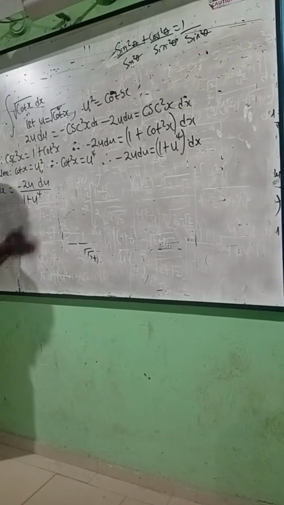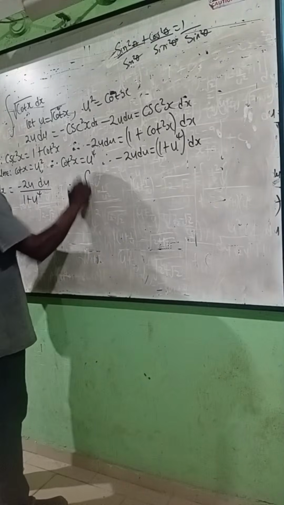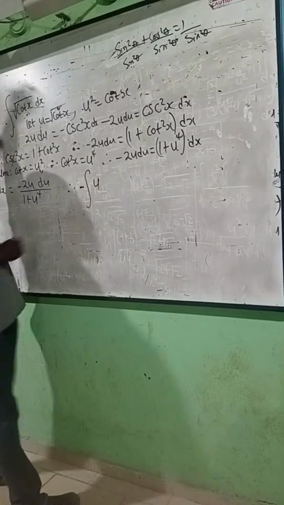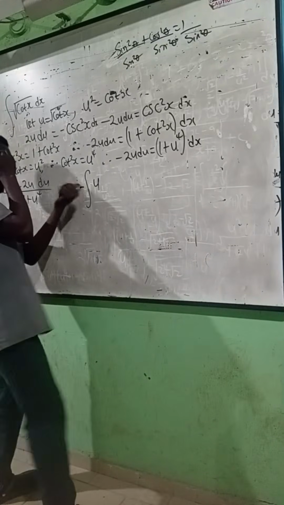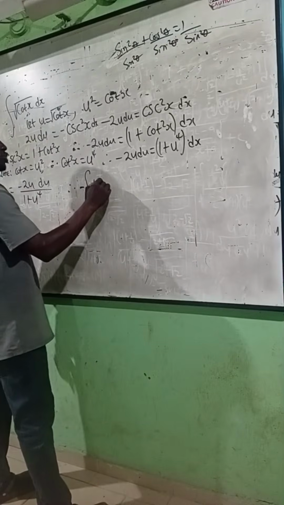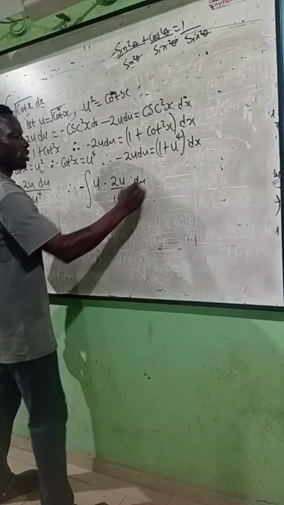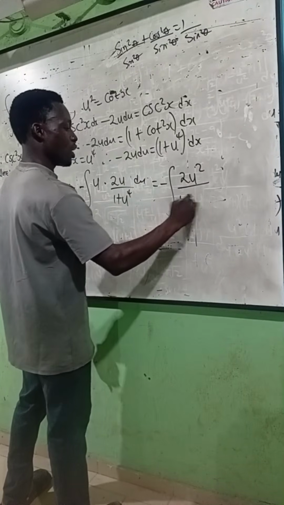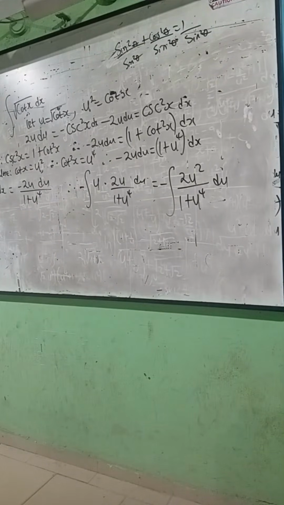Write the question. Okay, let's write the equation first. Therefore, we have integral of what? u, because our root cot x is u. We can bring out minus, but I want to use that too, that's why I'm not bringing it out. Dot 2u du over 1 plus u raised to power 4. So equals to minus integral of 2u square over 1 plus u raised to power 4 du. Are we together? Is it clear?